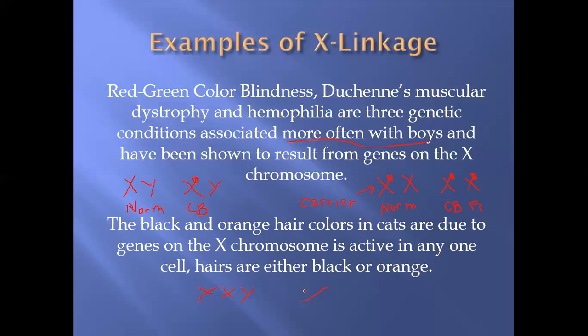Because if we have males here, an X with a black gene and a Y would mean that this would be a black cat. Follow me? And an X with an orange gene, because that's the only X chromosome the male has, would mean that it is an orange cat.